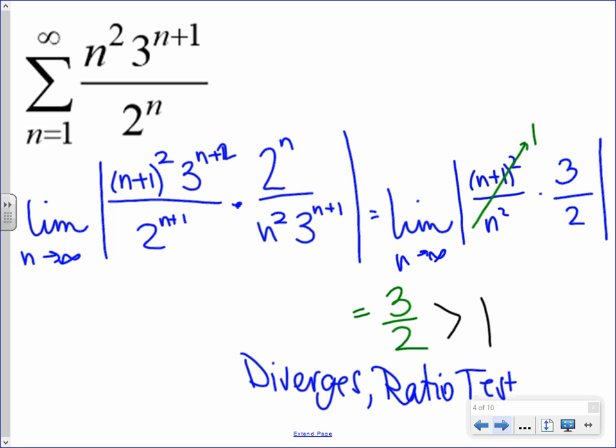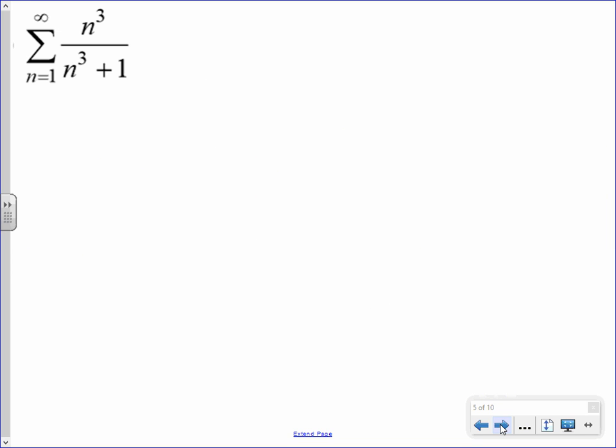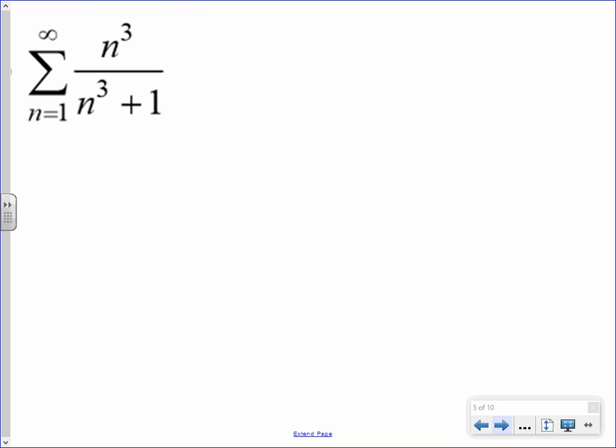One more example before our last test. The limit is not what?